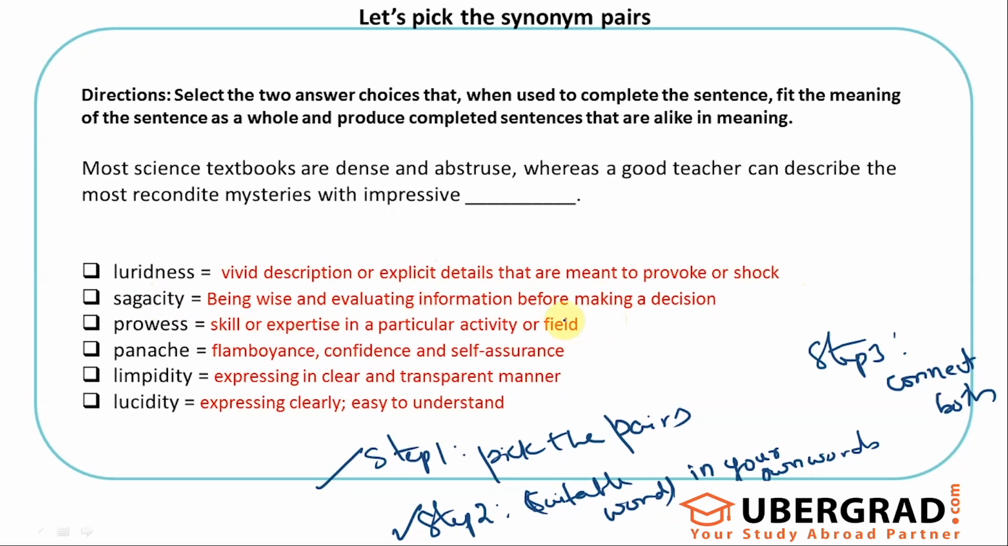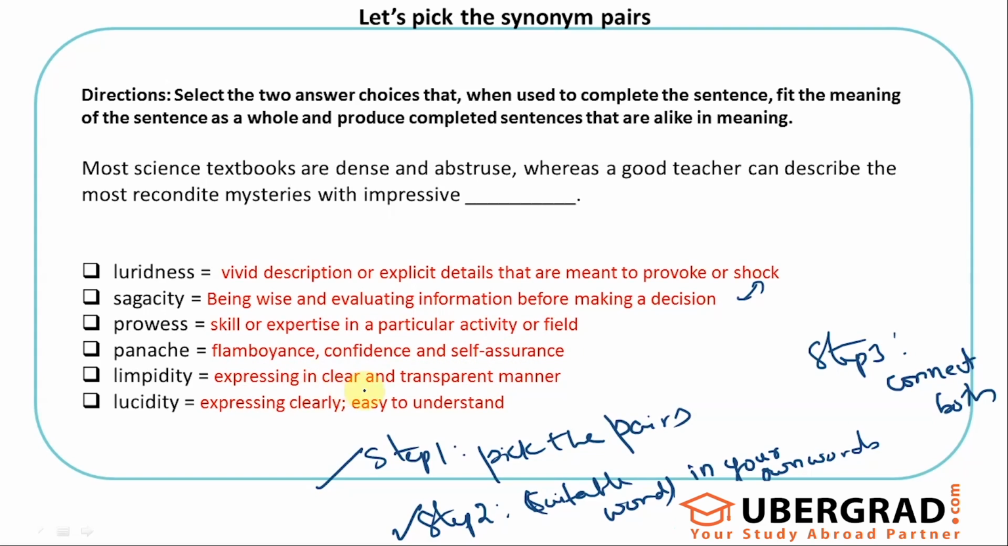Then the second option is being wise and evaluating information before making a decision. Are these two related? I don't see much of a relation between them. Skill or expertise in a particular activity or field, that's prowess. So I'm good at something. Then panache is flamboyance, confidence and self-assurance. So that's being confident and self-assured.